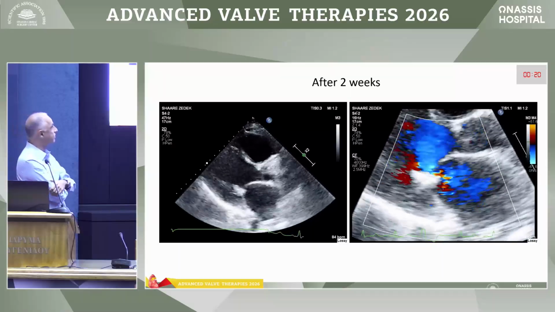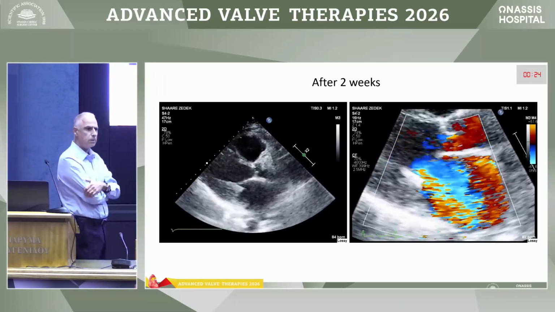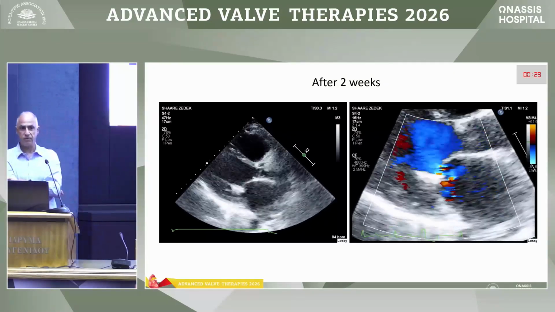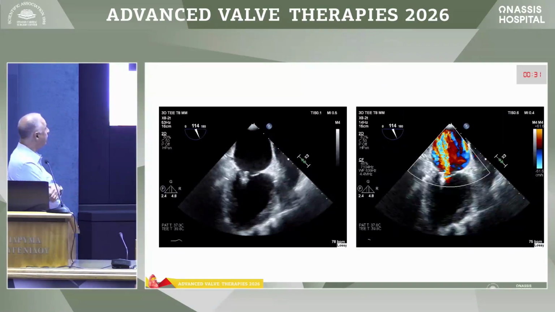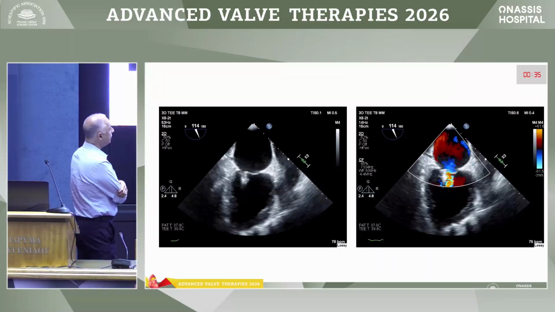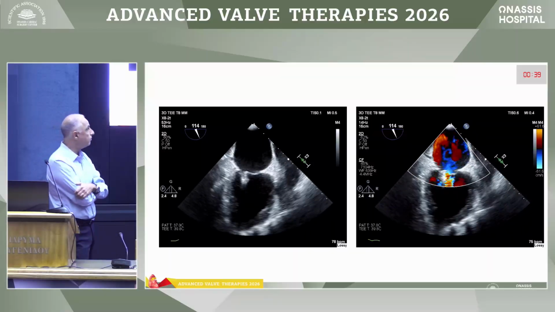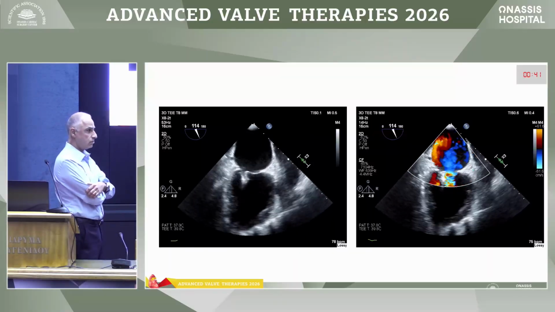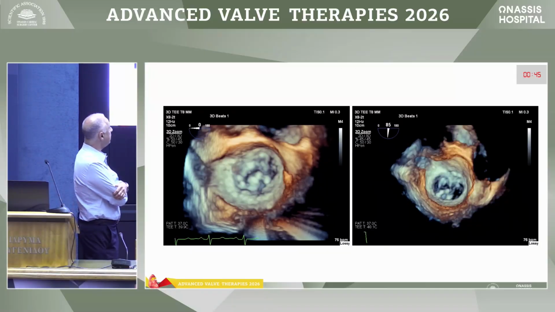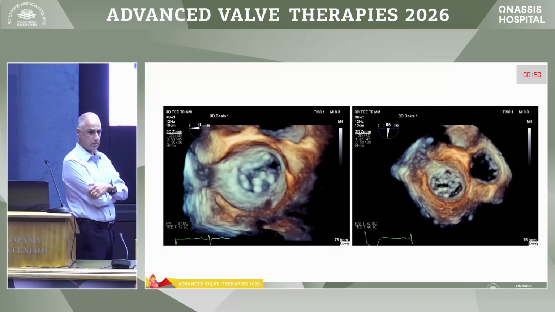We can see here severe mitral regurgitation. We see that the clips are not detached. Both of them are standing, but there's severe mitral regurgitation on the basis of the annulus. And now we are going for a TEE. Again, no single leaflet detachment, no detachment of the clip, but there is a huge jet just close to the clip. And this is a 3D, and you can see here a tear of the anterior leaflet.